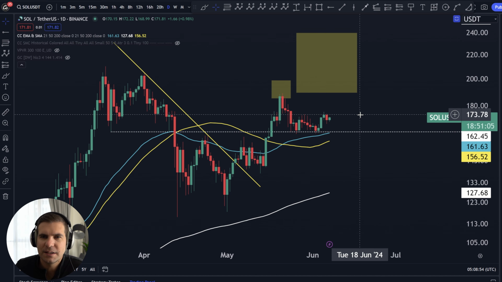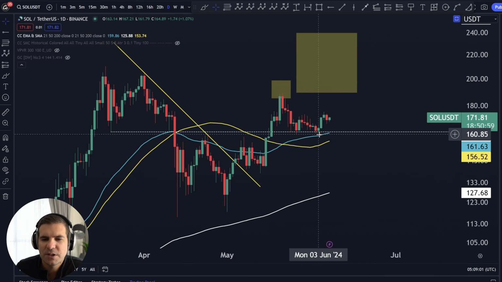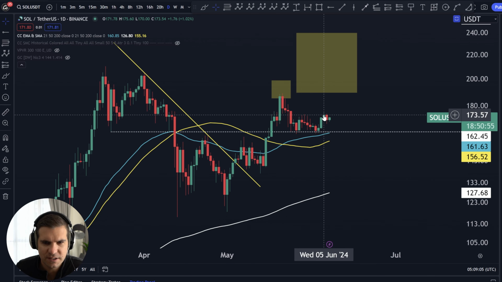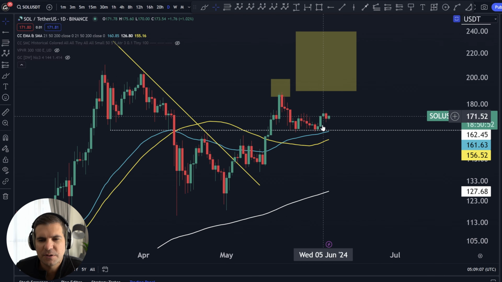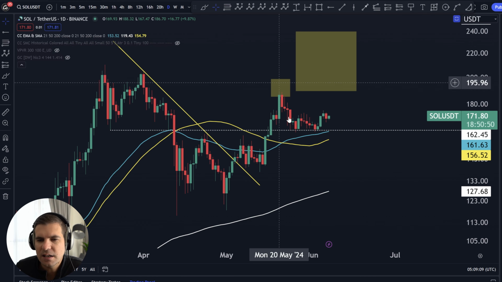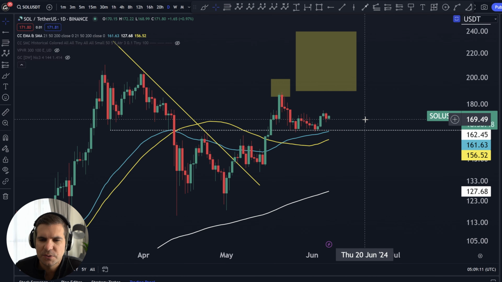$175.60. Anyone who's following the 10K to 100K challenge videos that I've been putting together knows that I had a long position here on 10x, entering at 162, exiting at 175. I didn't like some of the volatility that I saw, so I did exit early. But if you follow those videos, you'll know what I'm talking about.